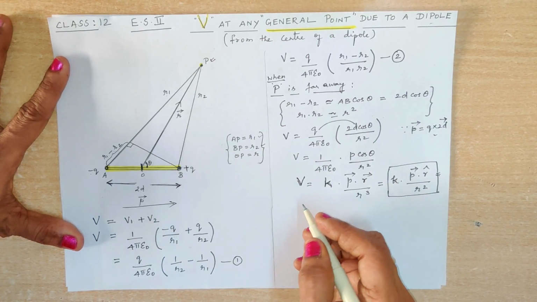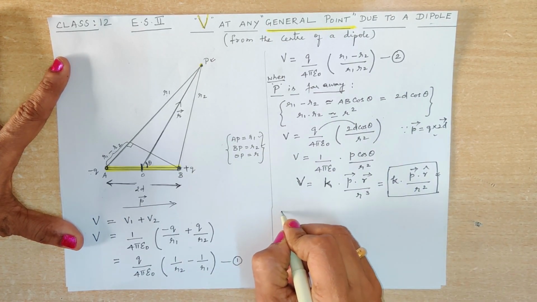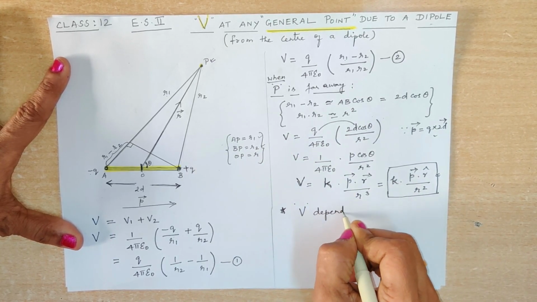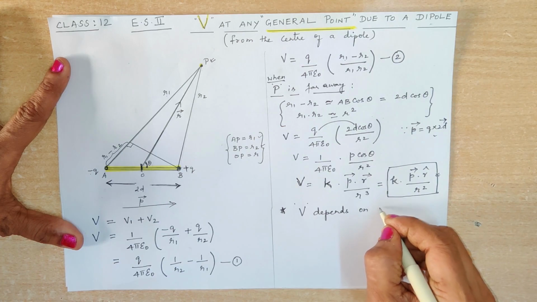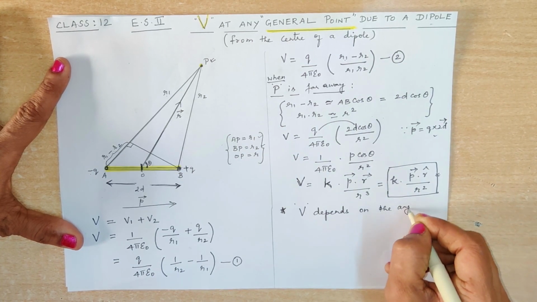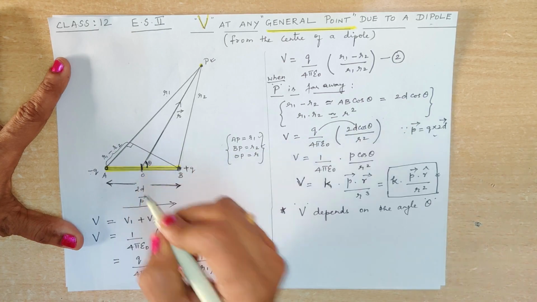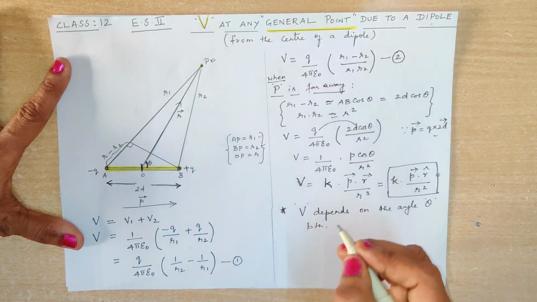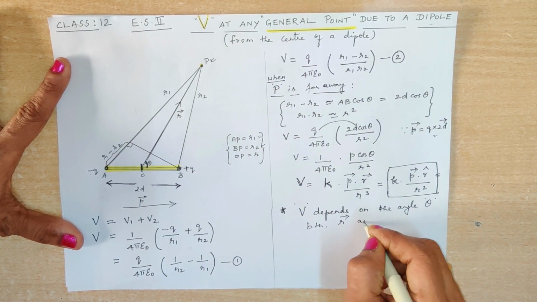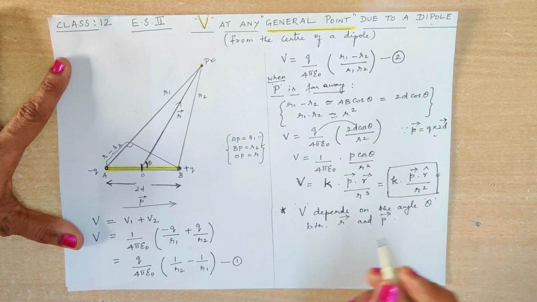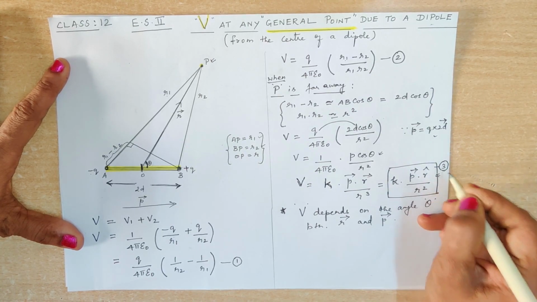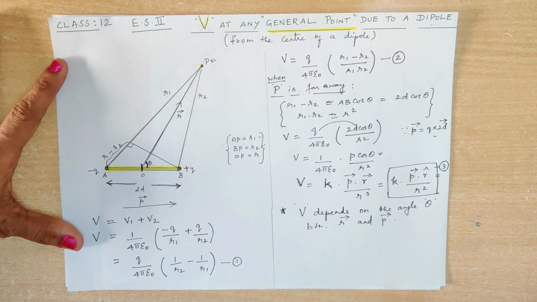But one more important point you can understand in this. From this you can derive that the potential V, the electric potential, depends on the angle theta. Where is that angle theta? It is between the location of point P, that is the r vector, and the dipole moment. It depends on this angle. You can see how we have substituted and simplified this further. Let this be equation number 3, the final expression for this derivation. I hope you understood this.